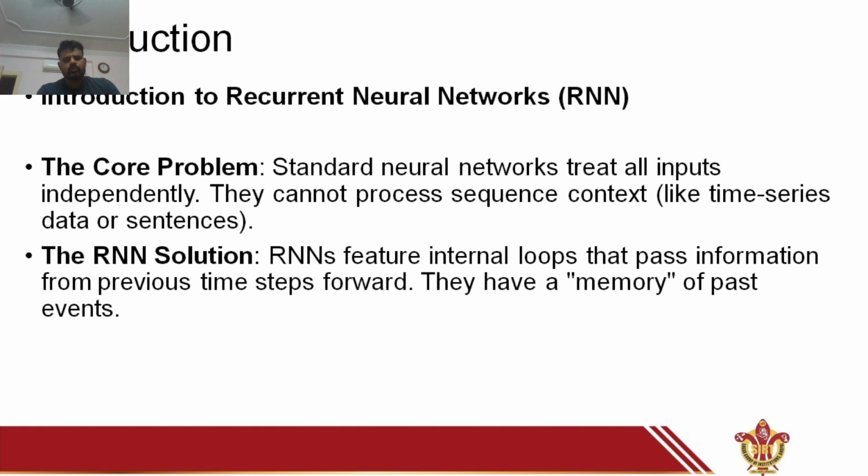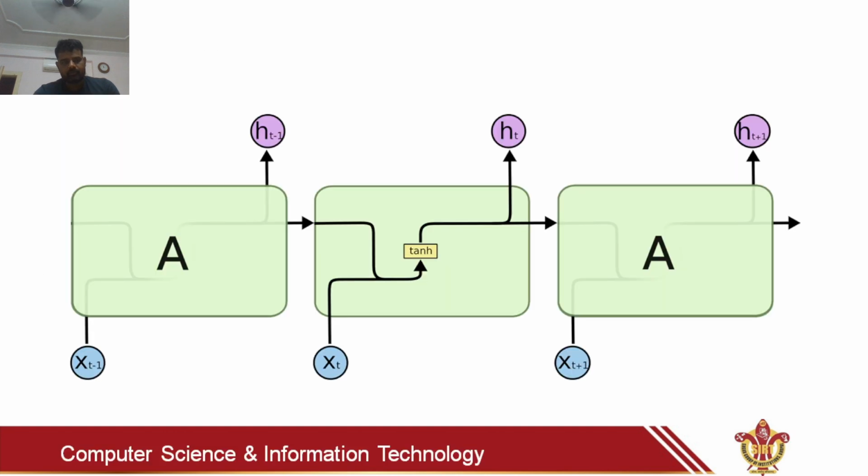Meaning it works independently, not sequentially. It cannot process a sequence of data, for example time series, sentences, or similar. To overcome this problem, the recurrent neural network was introduced. Basically, it works on time series or sequential data. How it works, we will discuss.